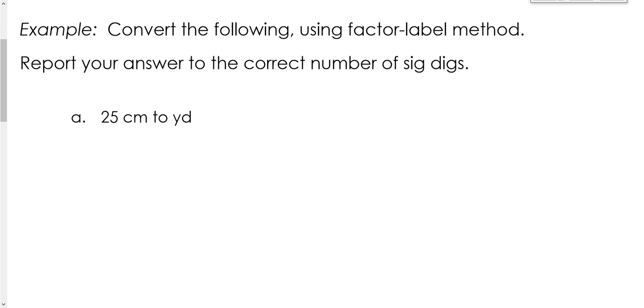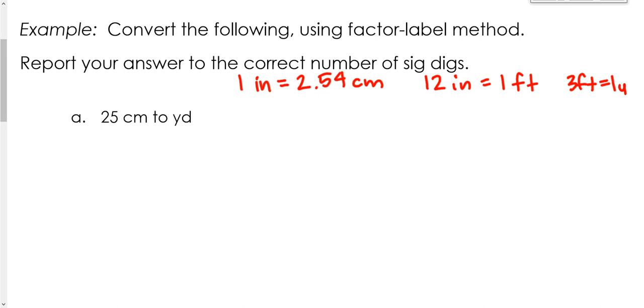So in order to do this, I need to know those equalities. These would be things I would look up or someone might give me or have written down in a table for me. So what I'm going to tell you now is that in 1 inch, there are 2.54 centimeters. And then I'm also going to tell you that there are 12 inches in 1 foot, which you probably already know. And that there are 3 feet in 1 yard.